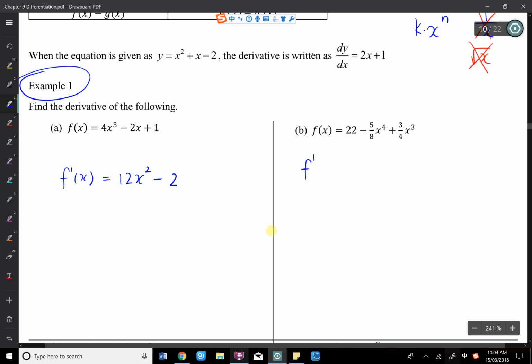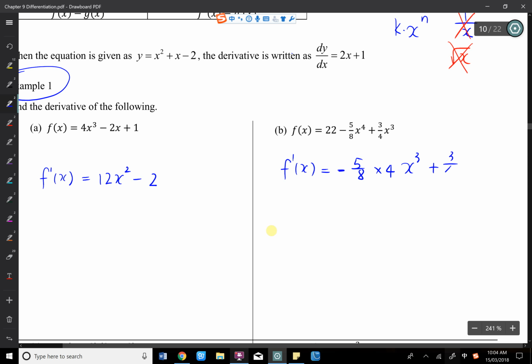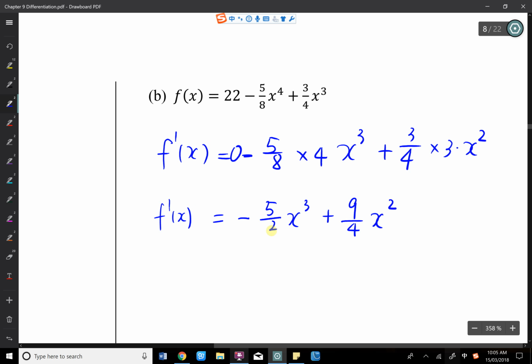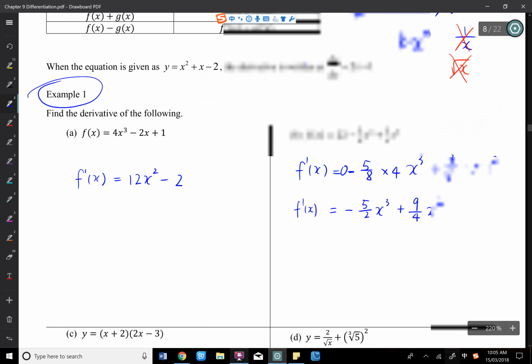The second one: f dash x equals minus 5 over 8 times 4 x to the power of 3, plus 3 over 4 times 3 x to the power of 2. We have a 0 because the derivative of the constant is 0. So f dash x equals minus 5 over 2 x to the power of 3 plus 9 over 4 x to the power of 2. Shouldn't have any problem with that.